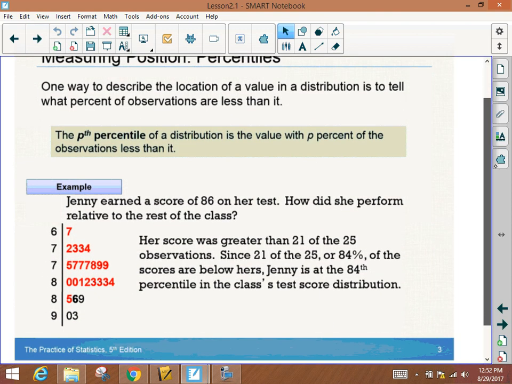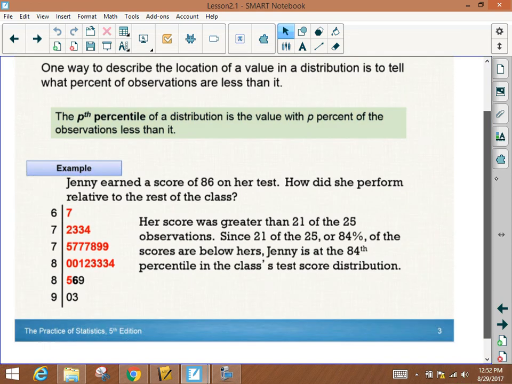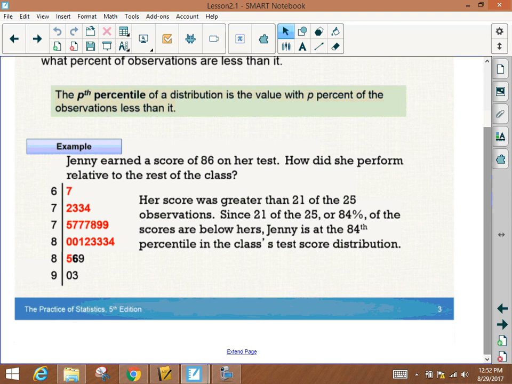So we can look at what percent of observations are less than a given value within a distribution. We can talk about the pth percentile of a distribution. What we're doing is saying, hey, this value is at the 84th percentile, say. What we're talking about is that 84% of the scores are below that particular score.